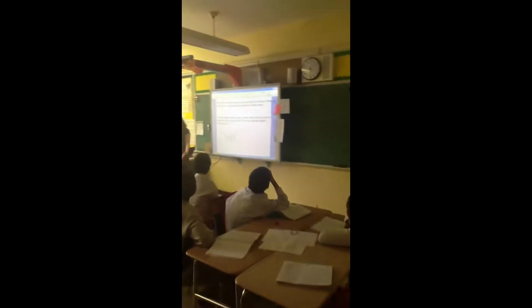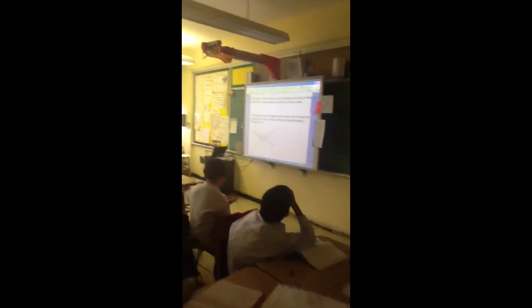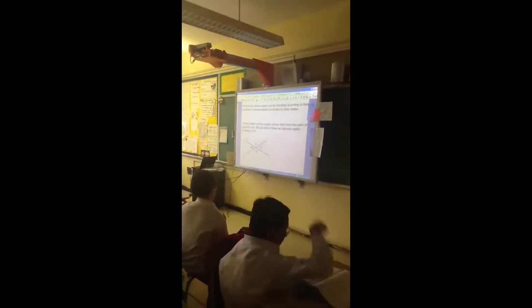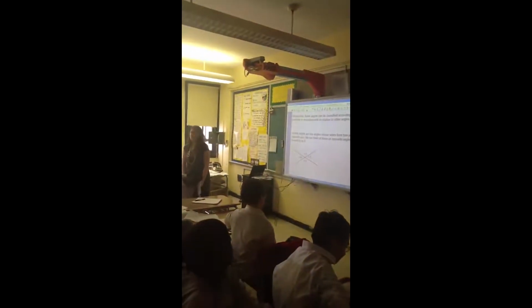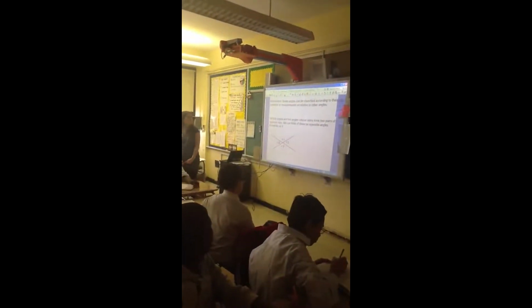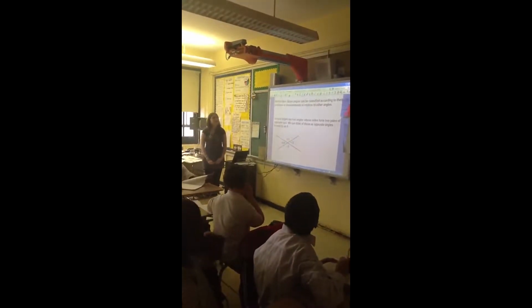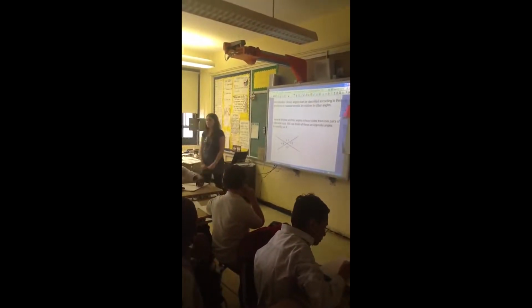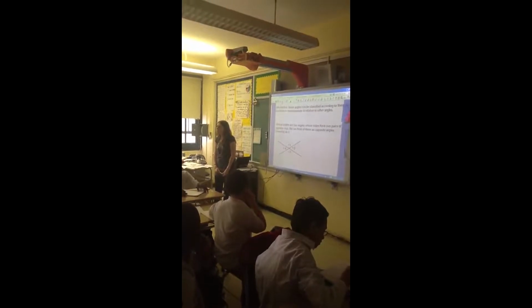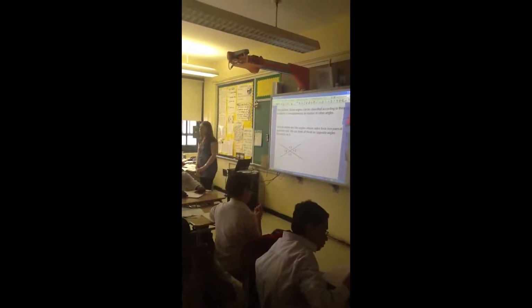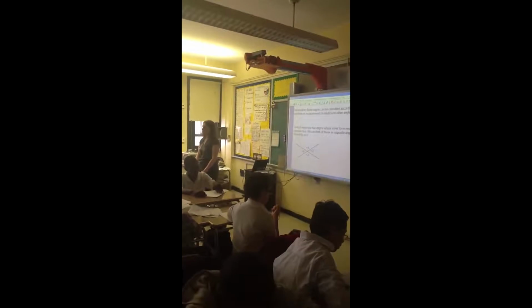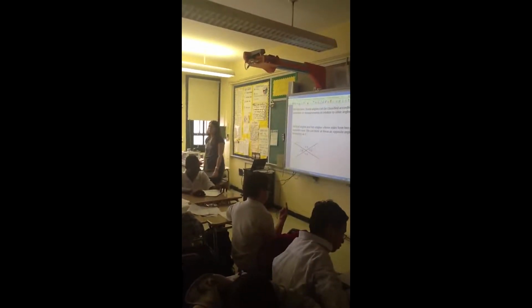Okay, here's a little introduction. Can somebody maybe read the introduction for us while we keep going? Michaela. Some angles can be classified according to their positions or measurements in relation to other angles. What do you think that means? Some angles can be shown in relation to other angles by the way that they are shown.